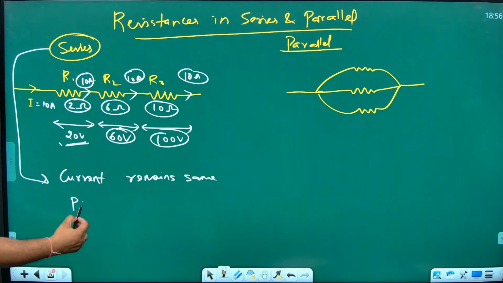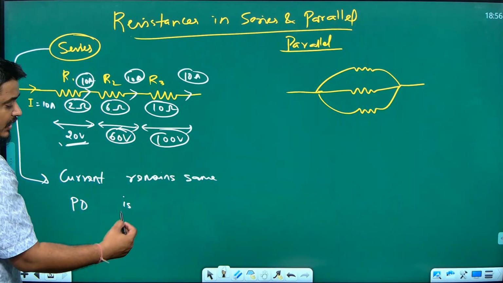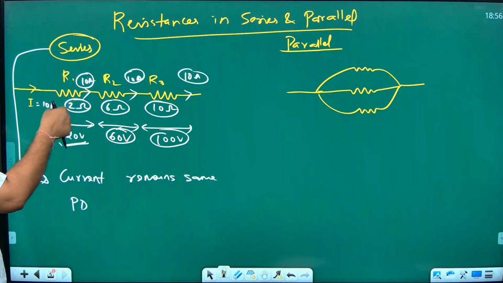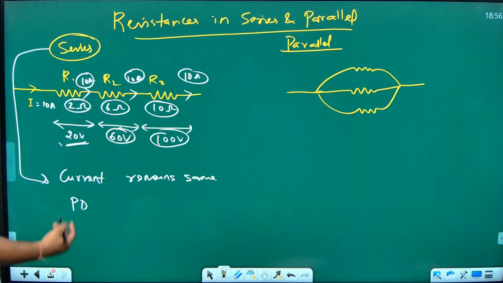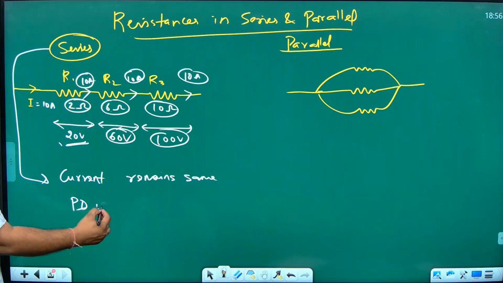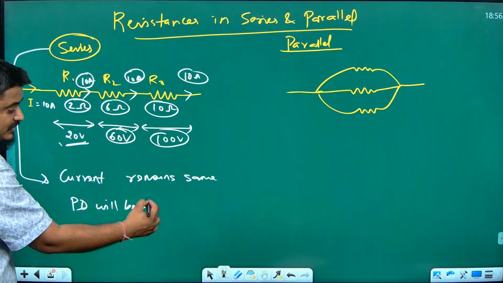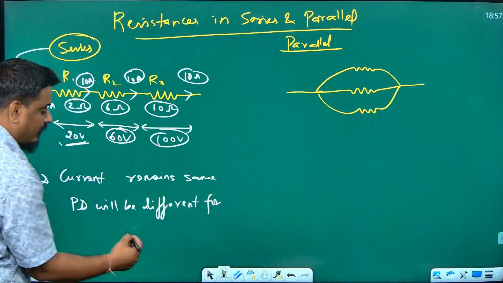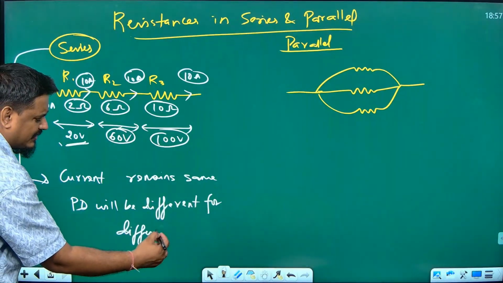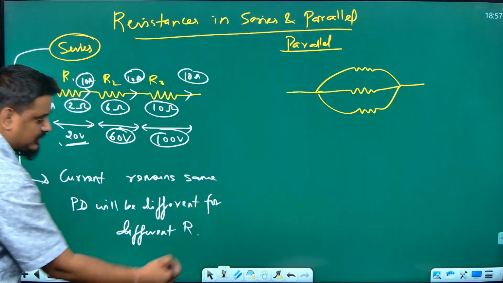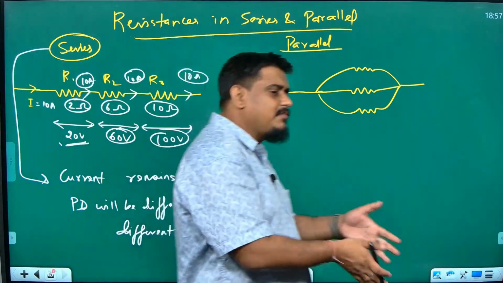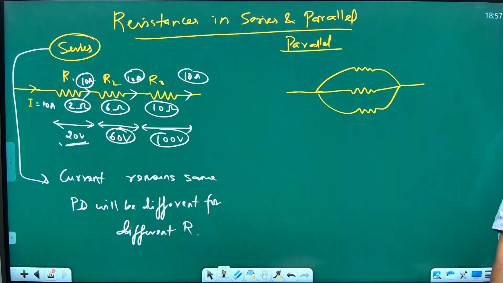The potential difference, I should not say that it is different, maybe I should say maybe. Why am I saying maybe? Suppose it is having 2 ohm, 2 ohm, 2 ohm, what will happen? 20 volt, 20 volt, 20 volt. So, if the resistances are different, the potential difference will be different for different resistances. Do you understand what I told now? If the resistance is same, the potential difference also will be same.